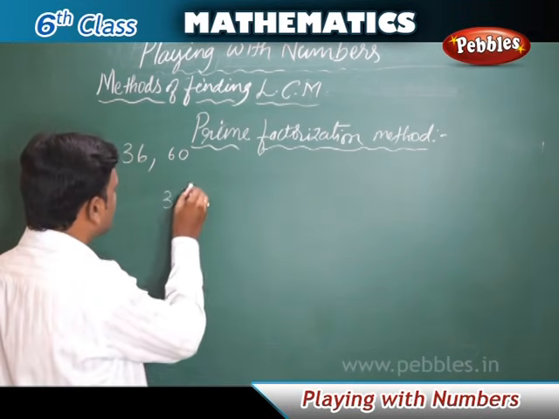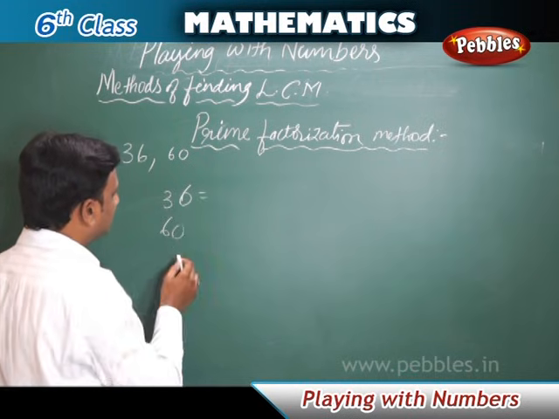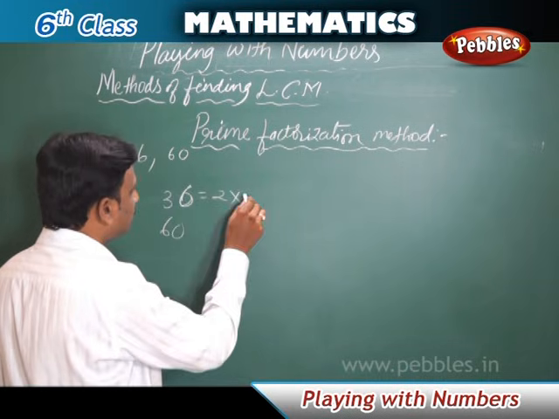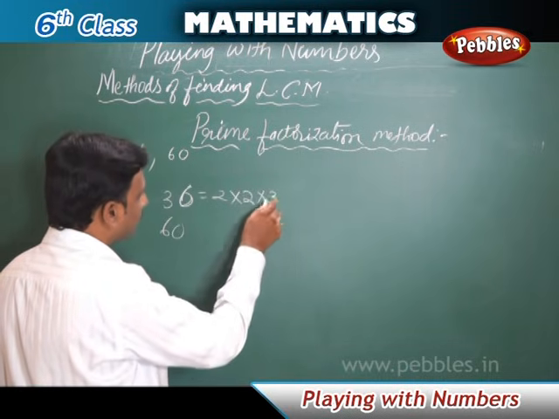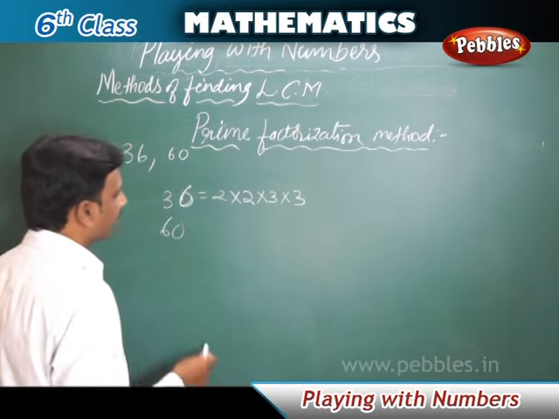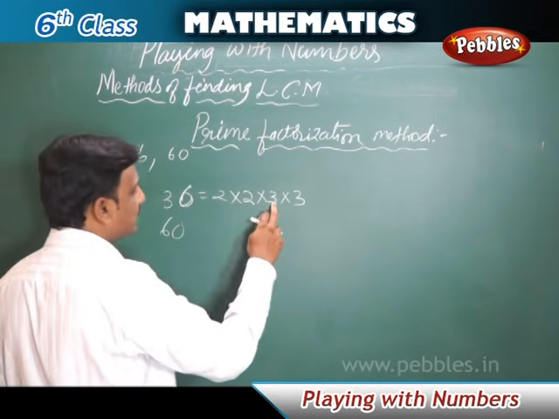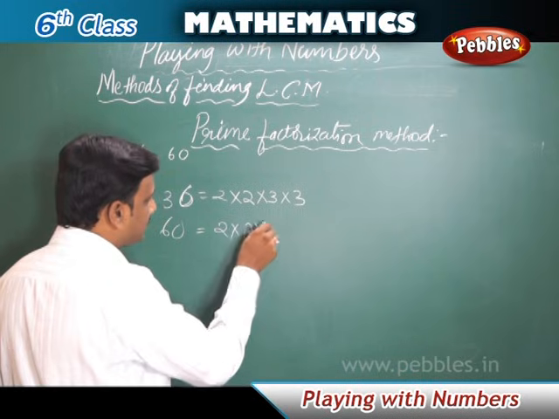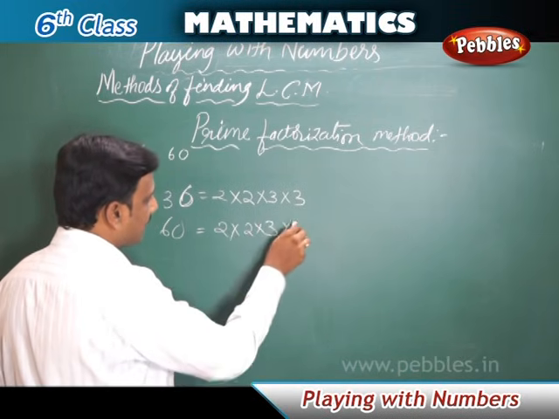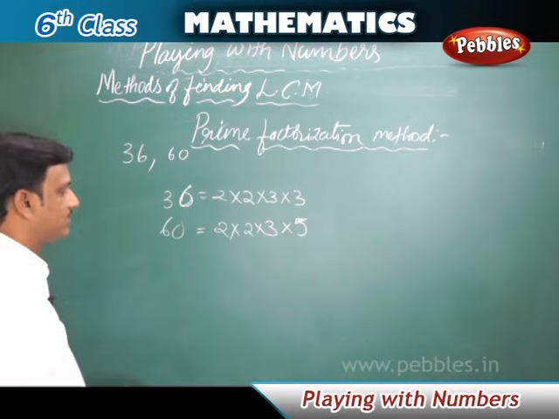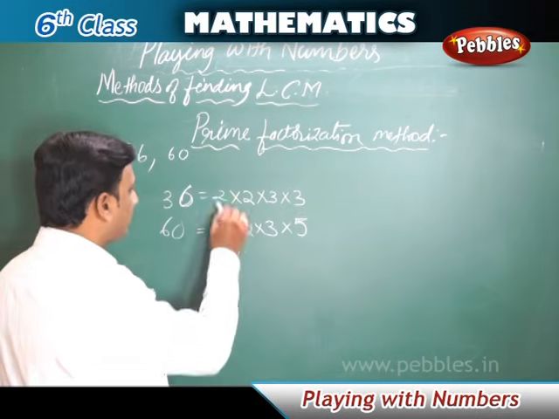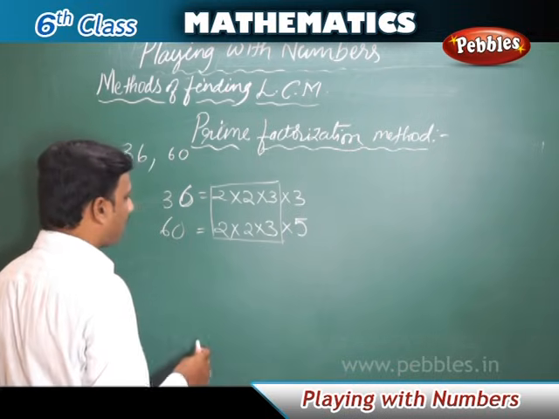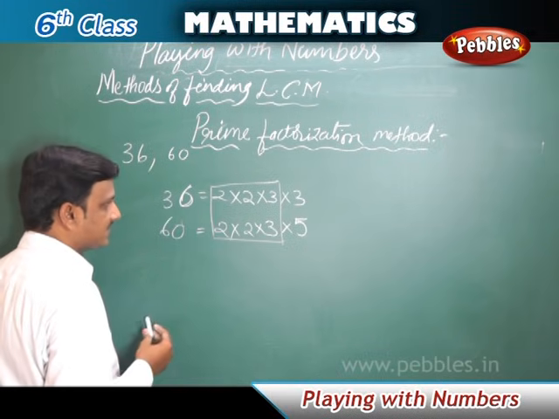Here we write 36 and 60. So 36 is written in prime factors as 2 into 2 into 3 into 3. 2 2s are 4, 4 3s are 12, 12 3s are 36. Now 60 is 2 into 2 into 3 into 5. 2 2s are 4, 4 3s are 12, 12 5s are 60. So among these factors, 2 into 2 into 3 is common for both 36 and 60.